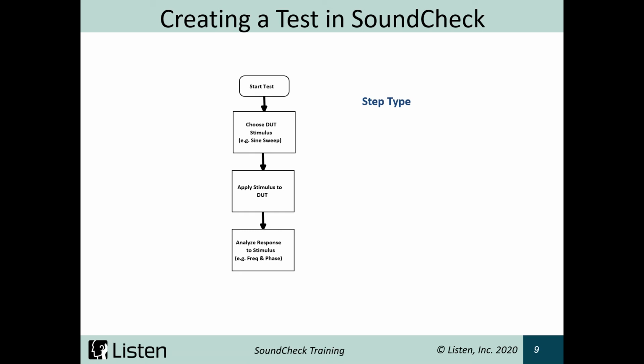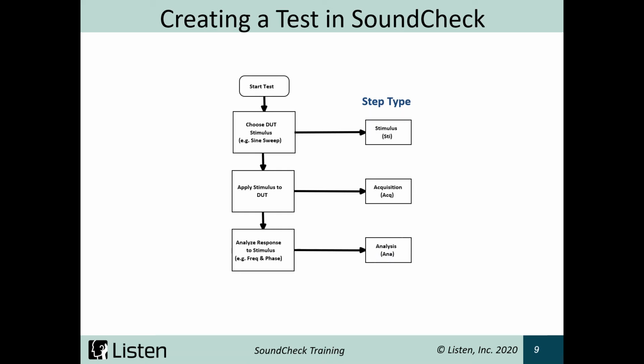In SoundCheck, we have different categories for those steps. So when we choose the DUT stimulus, in SoundCheck, that's a stimulus step with the STI extension. When we apply the stimulus to the device under test, we call that an acquisition step. And when we compare the stimulus to the recording from the acquisition, it's an analysis type step. And again, these are the core building blocks of how to write a very basic sequence.